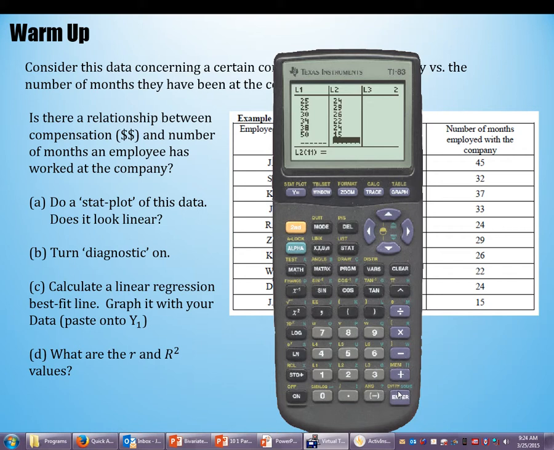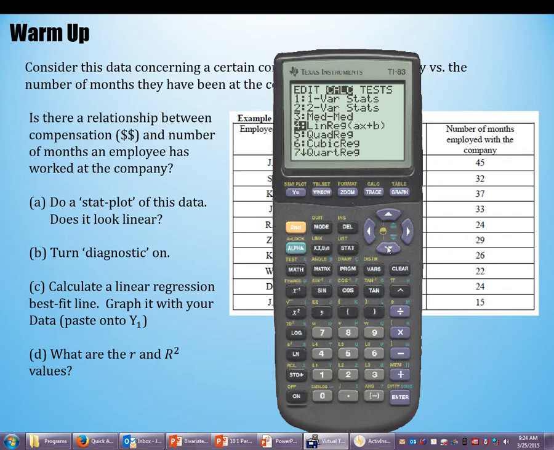Wait, L2? Diagnostics? That's not how you do diagnostics. This is the old one, my picture messed up. This question doesn't really make sense to interpret the results. What is turning diagnostic on? Okay, it's on. It gives you the R and R squared value. They should just always do that. I don't know why you have to.